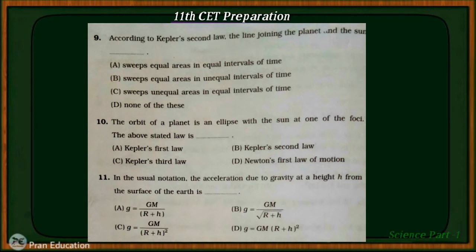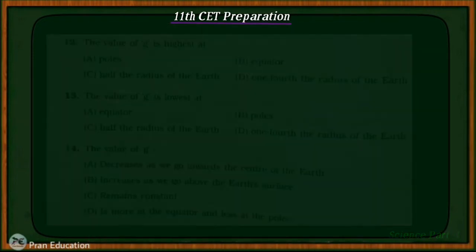Eleventh. In the usual notation, the acceleration due to gravity at the height h from the surface of the earth is, options: A, g is equal to GM upon (R plus h); B, g is equal to GM upon root of (R plus h); C, g is equal to GM upon (R plus h) square; and D, g is equal to GM m (R plus h) square. The correct option is option C, g is equal to GM upon (R plus h) square.